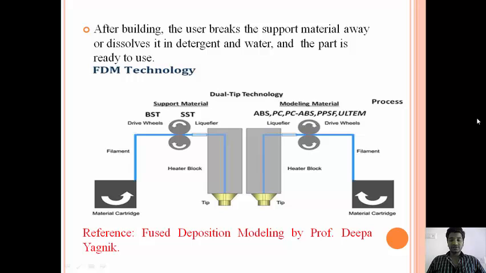FDM technology, as shown in the figure, consists of two material cartridges through which the filament is extruded, and it is liquefied, or we can say that the thermoplastic material is heated. On one side it consists of a support material, and on another side it consists of modeling materials such as ABS, PS and PPSF. These both are liquefied and fed to the nozzle, and with the help of a nozzle and the computerized path, it moves through the path along which the model has to be created and creates the model.